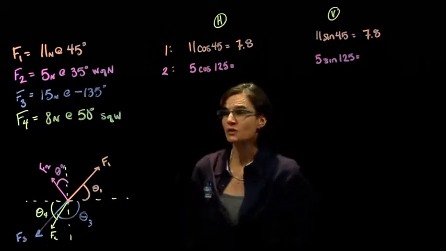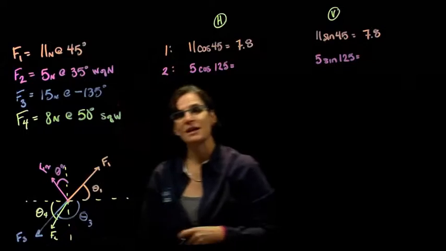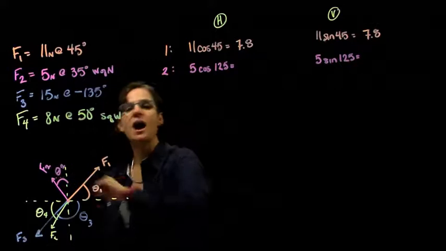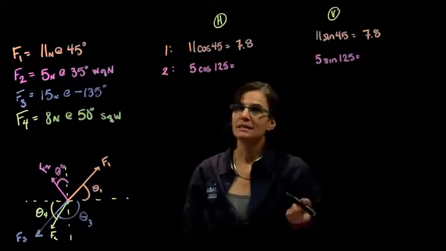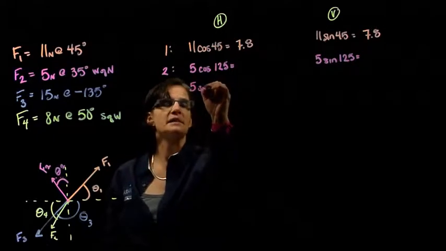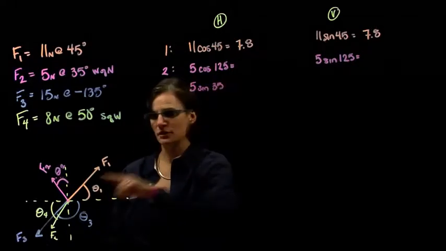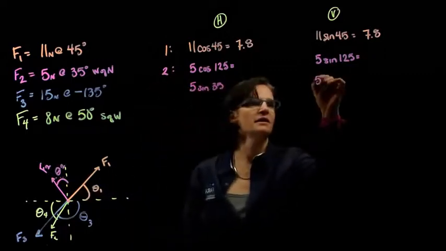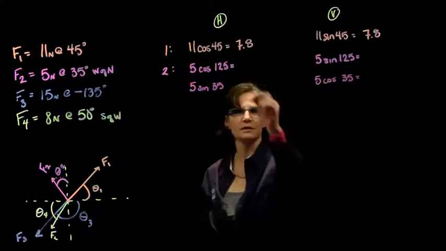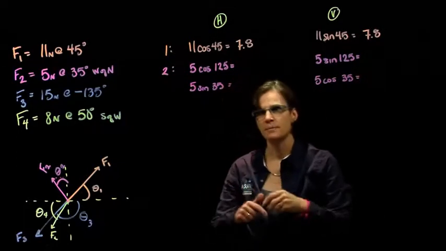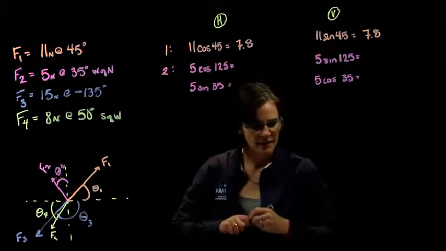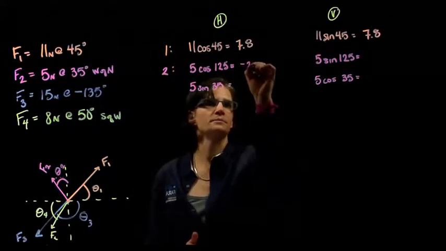We could also use this 35 degrees and recognize that the horizontal component is opposite the angle. Opposite is sine. So we could also do 5 times the sine of 35 degrees, and 5 times the cosine of 35 degrees. Now I'm going to erase one of these so as not to get confused, but I want to show you what it looks like. So if I plug in 5 times the cosine of 125 degrees, I get an answer of negative 2.9.